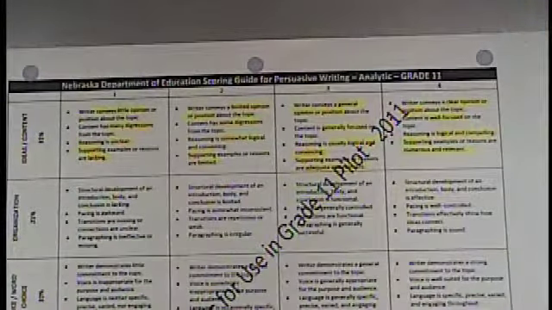I want to encourage you, when you're presenting the rubric to your students, that you actually do this highlighting activity with them. It gives them ideas as to what is happening and how this new rubric is going to function.